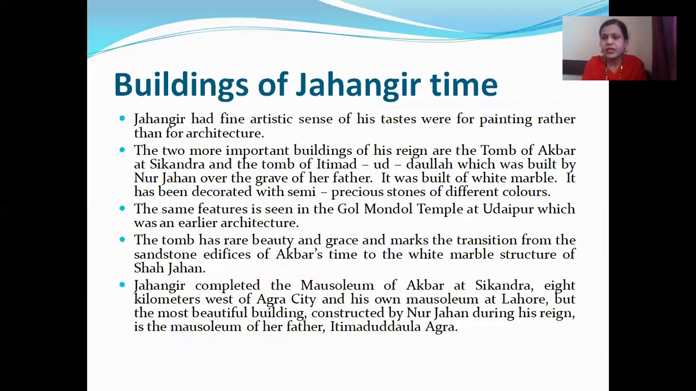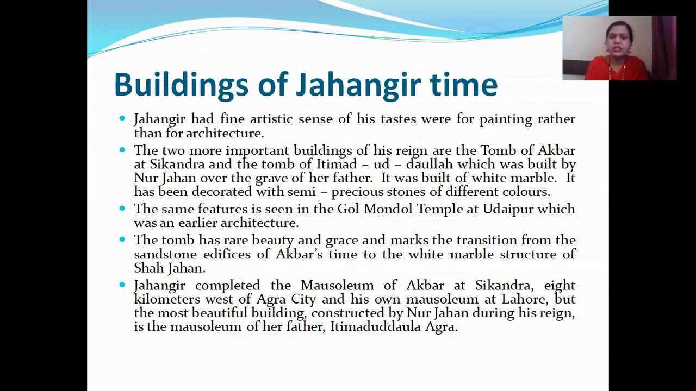Now, buildings of Jahangir's time. Jahangir had a fine artistic sense; his taste was for painting rather than for architecture. He patronized painting more than architecture. The two more important buildings of his reign are the Tomb of Akbar at Sikandara and the Tomb of Itimad-ud-Daula, which was built by Nur Jahan over the grave of her father. It was built of white marble. It has been decorated with semi-precious stones of different colors.